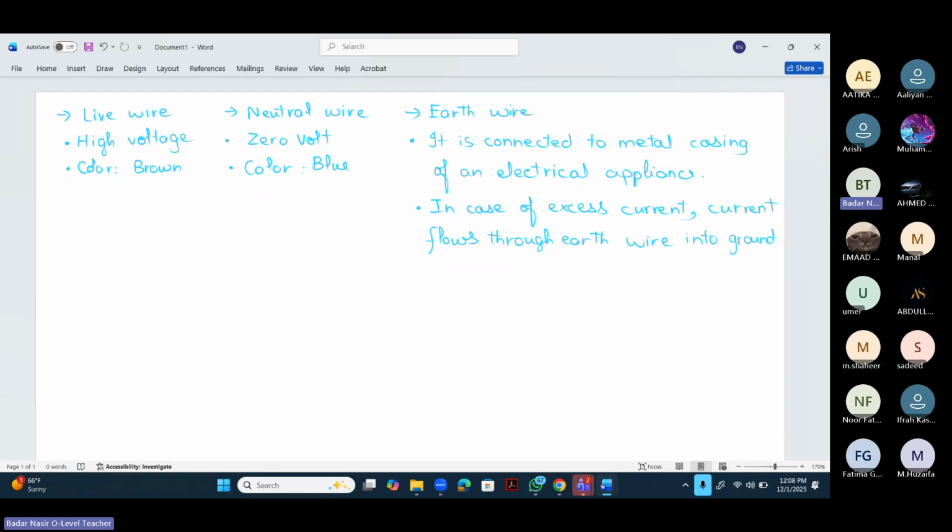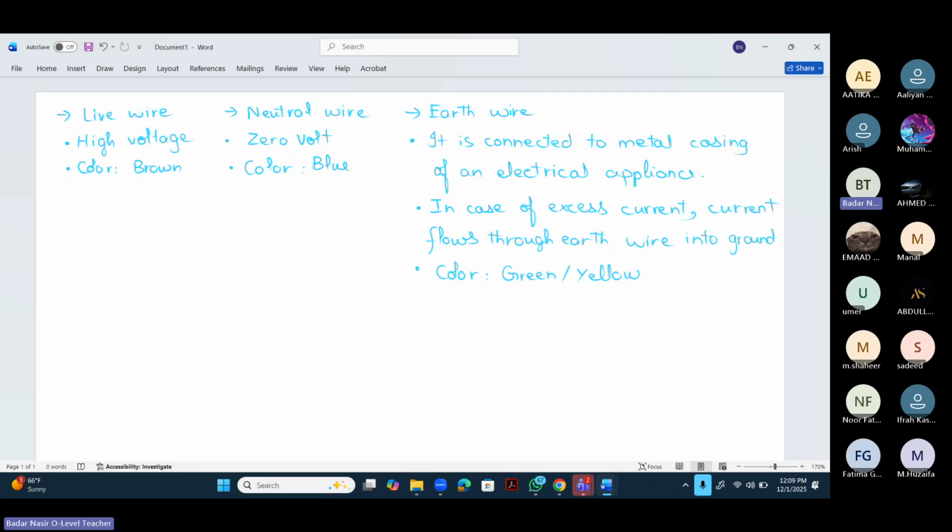Okay, so what happens in case of the excess current? जो current है, it will flow through the earth wire into the ground. Now the color of the earth wire is green and yellow. So what is the color of the earth wire? It's green and yellow.